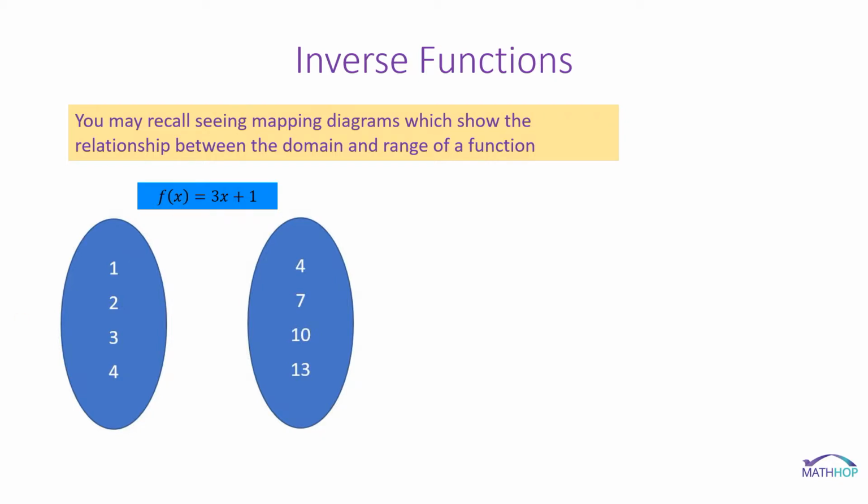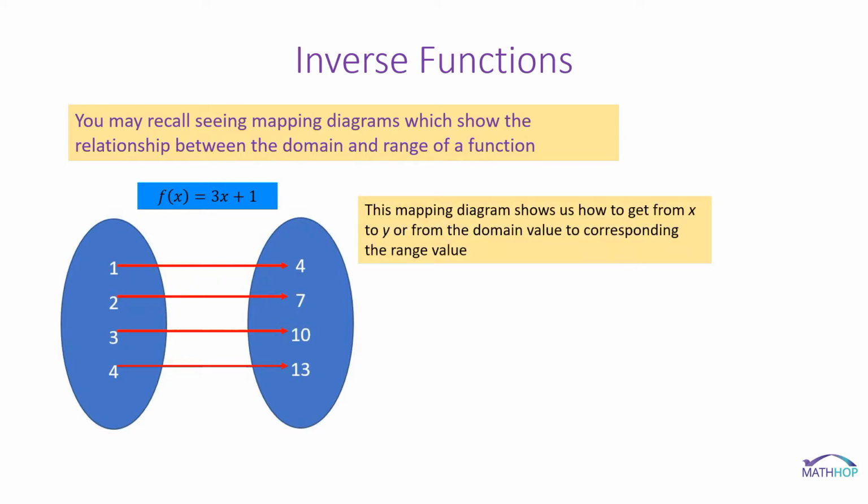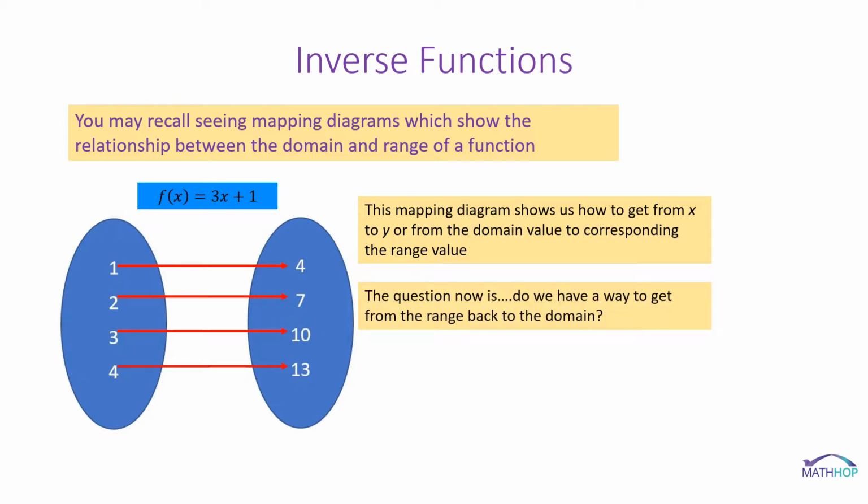But either way, they told you for the input 1, the output would be 4. Or for the domain value of 2, the corresponding range value would be 7. Or for the x value of 3, the corresponding y value would be 10. Or for the x value of 4, the corresponding f of x value would be 13, right? So the point of the mapping diagram was to show us how to get from the domain value to the corresponding range value.